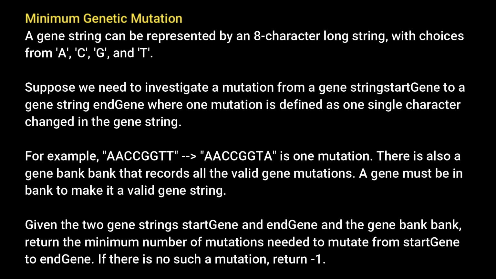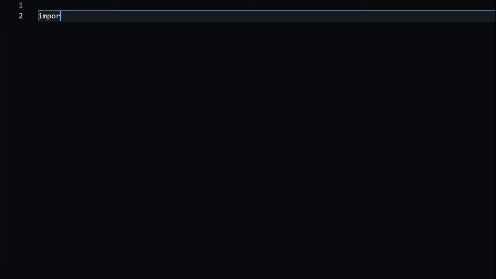A gene string can be represented by an 8-character long string, with choices from A, C, G, and T. Suppose we need to investigate a mutation from a gene string startGene to a gene string endGene, where one mutation is defined as one single character changed in the gene string. For example, AACCGGTT to AACCGGTA is one mutation. Here is the code of minimum genetic mutation.